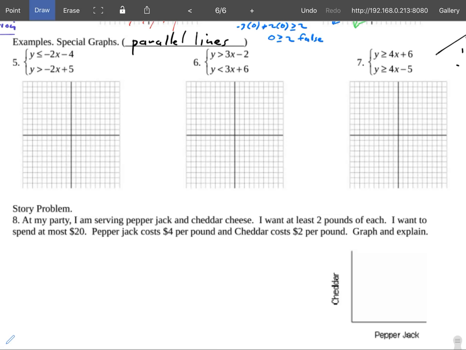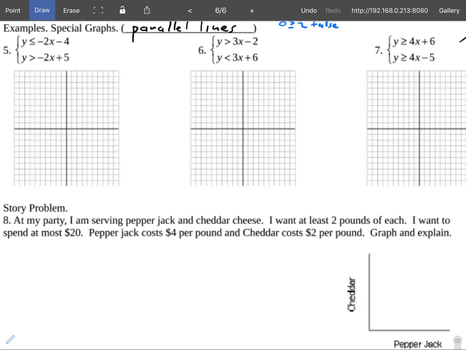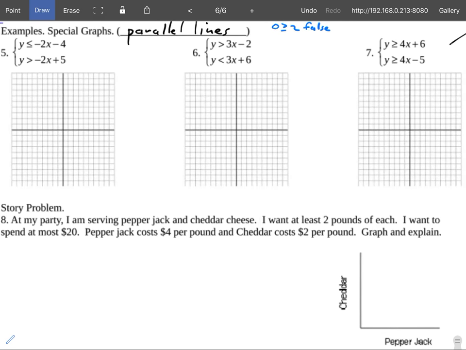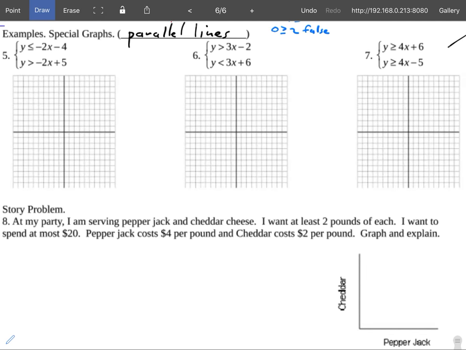So when we did these before, when we were solving these, when these were equal signs, if the lines were parallel, then there was no solution, right? Because we were looking for the point where the two lines crossed each other. That was the solution. So if the lines were parallel, there was no solution.